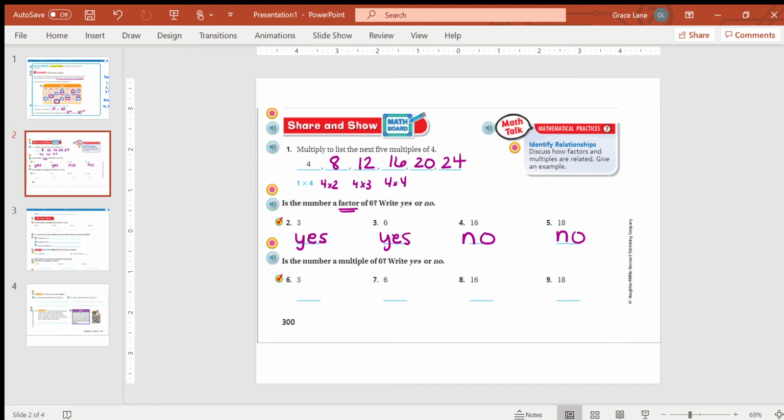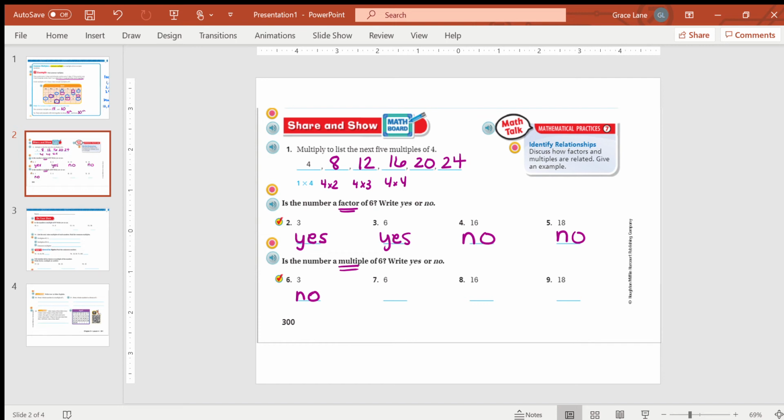The next section, reverse that, or switch it, and now we're looking for multiples of 6. So look at number 1, those are the multiples of 6. These are the numbers you get when you multiply. For example, the first multiple of 6 is 6, then 12, and then 18. So is 3 a multiple of 6? Will 6 times something equal 3? No.